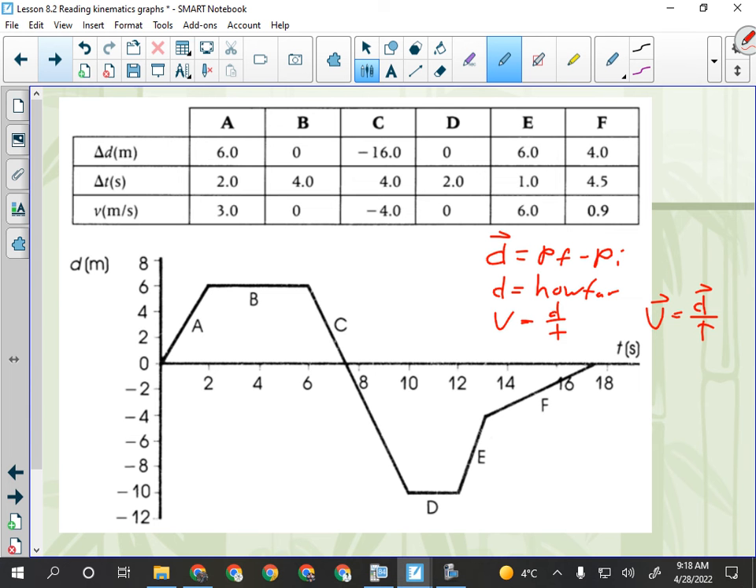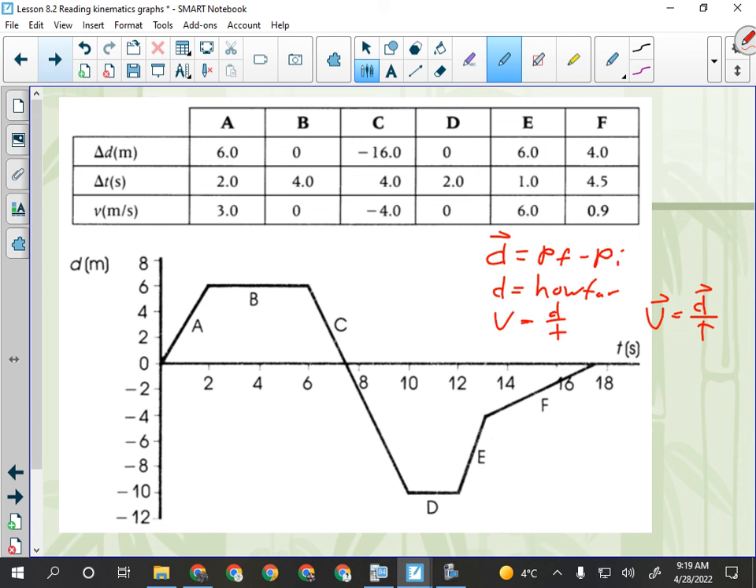I want you guys to calculate for me the total displacement of this object over the entire trip. I want you to find the total displacement of the object over the whole trip. You should all be done. It's 0.